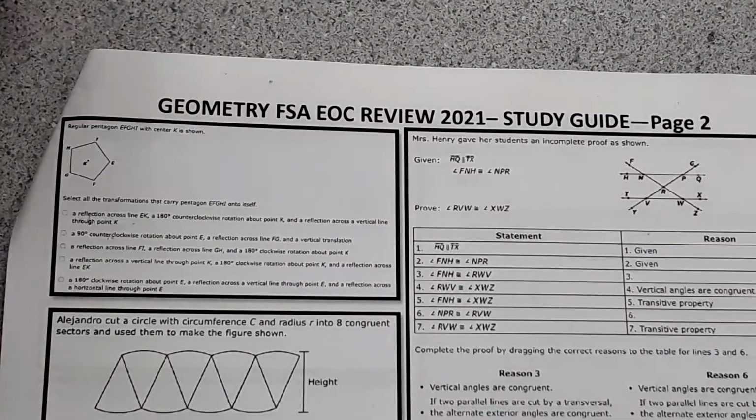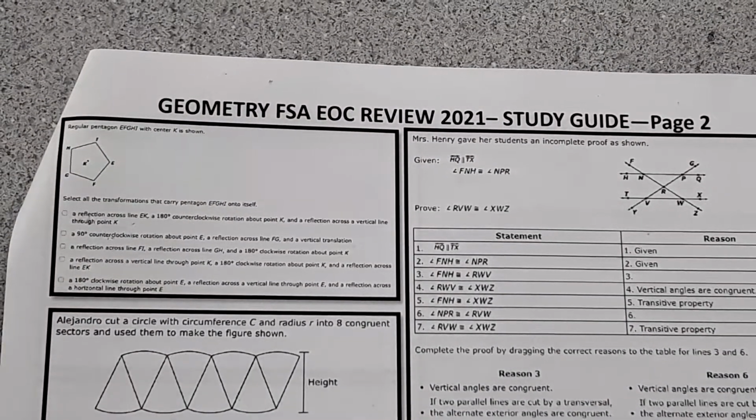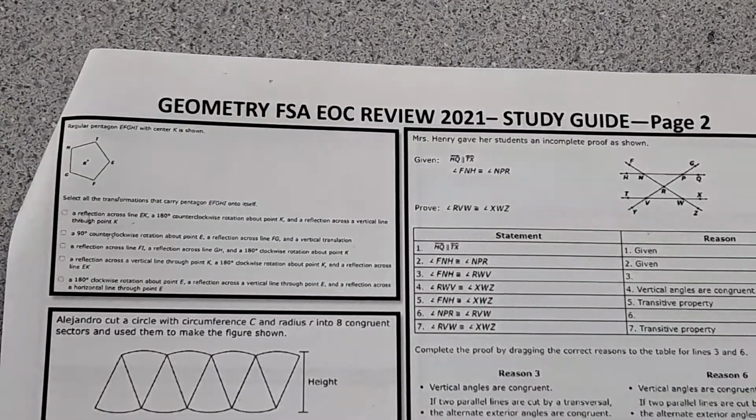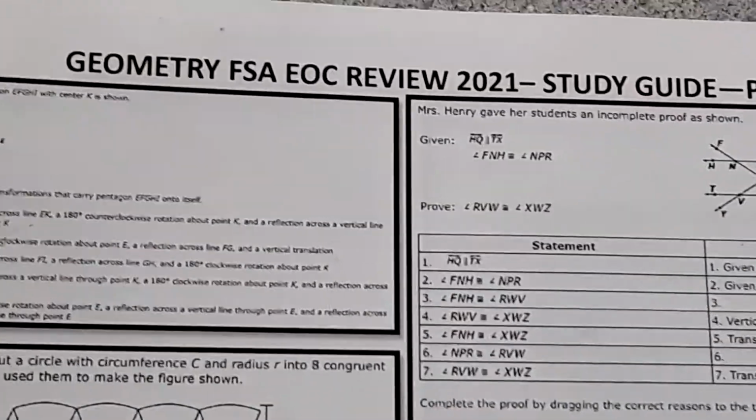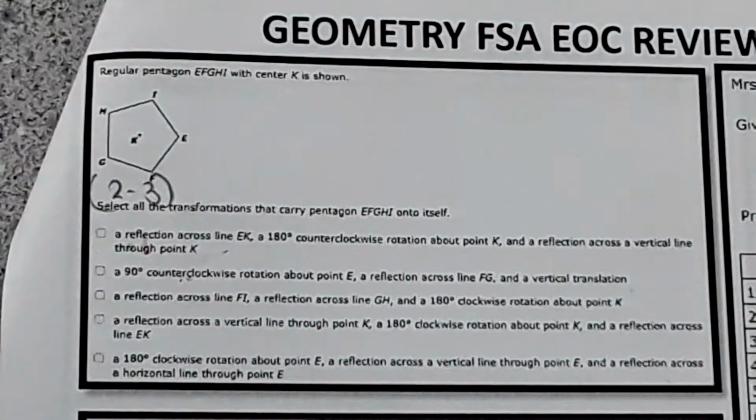Okay, a regular pentagon, EFGHI, with center K is shown. Select all the transformations that carry the pentagon onto itself. For this, it is a select all question. With the select alls on FSA, let me get it to focus. Select all means that there's 2 or 3 correct answers. So keep that in mind. Anytime it's a select all for FSA, it's 2 or 3 correct answers.